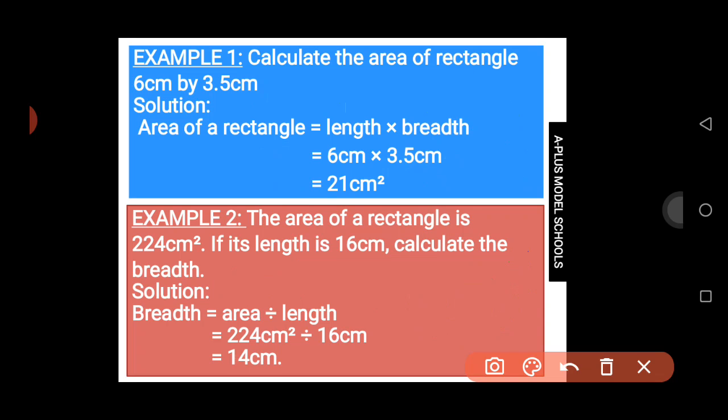Then example 2. The area of a rectangle is 224 centimeters squared. If its length is 16 centimeters, calculate the breadth.